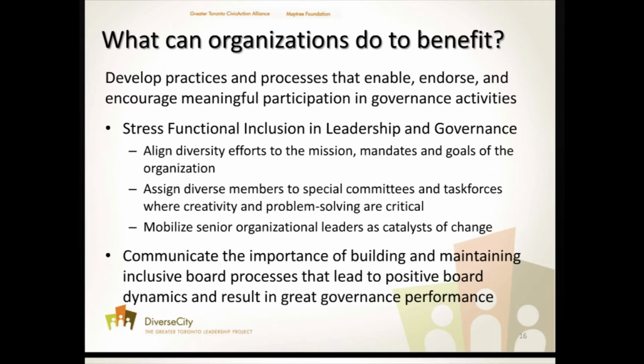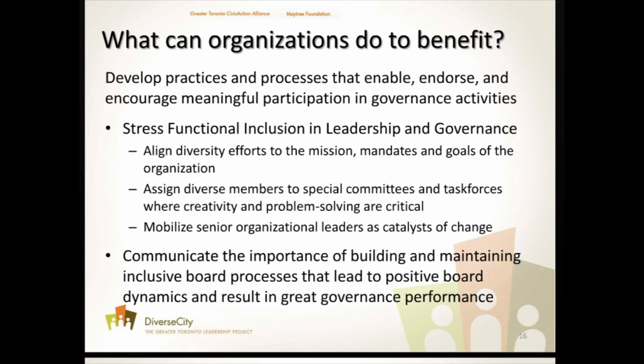What else can we do? Well, internally in the board, we need to develop practices and processes that enable, endorse, and encourage meaningful participation in governance activities. Prior work and this work reinforces the idea that we need to stress functional inclusion in leadership and governance. And by functional, I mean putting power and decision-making power in particular in the hands of those who need it most, assigning diverse members to special committees, to task forces, where creativity and problem solving are critical.